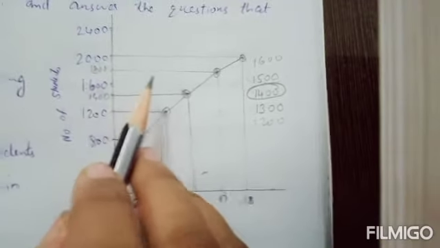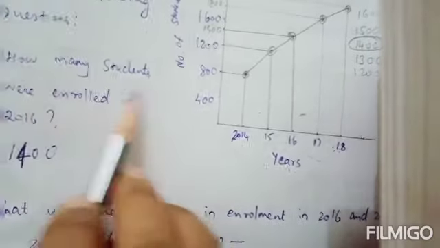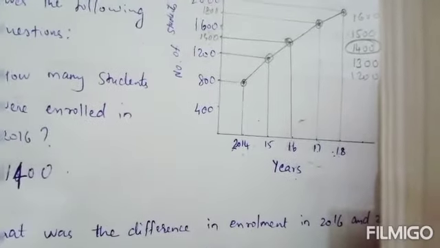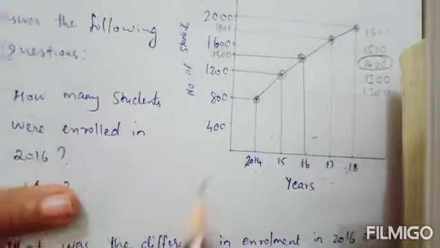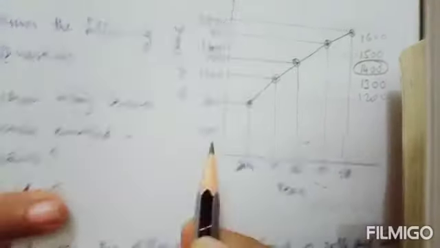Now you can answer the given questions. How many students were enrolled in 2016? That is the first question. You can find from the graph, in 2016, 1400 students. So the answer is 1400.